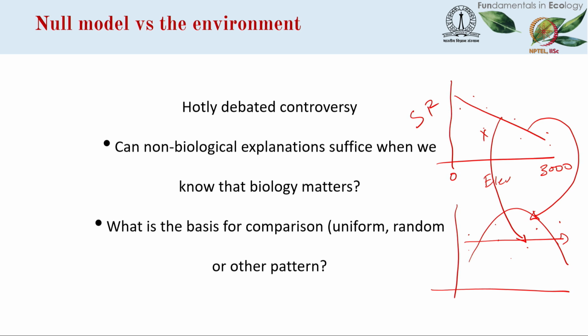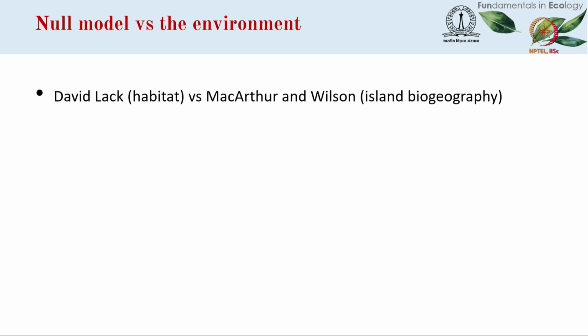But as I said, this remained hotly debated. But this had been debated for a long time. When MacArthur and Wilson proposed their theory of island biogeography, where they proposed that the number of species on islands was determined by colonization and extinction, of course, on the premise that all other things were equal.